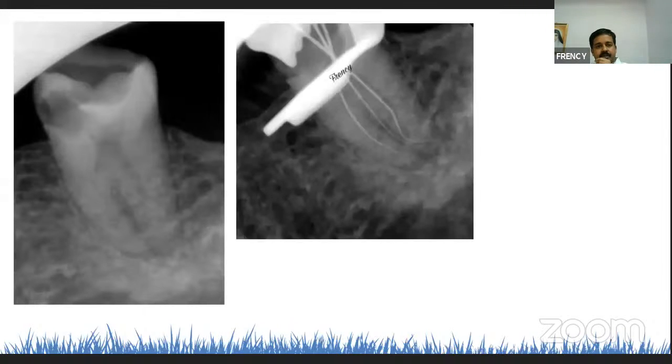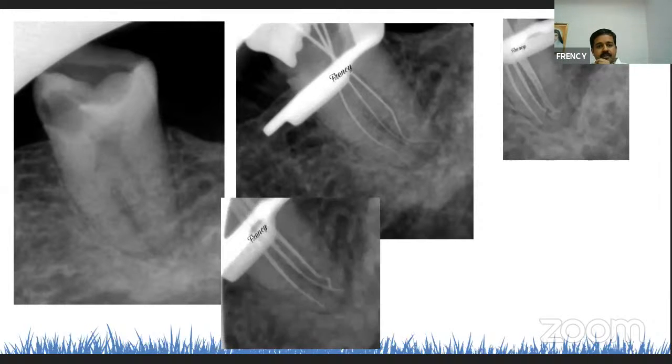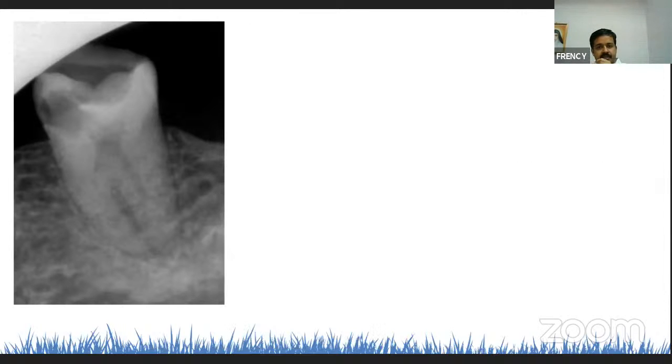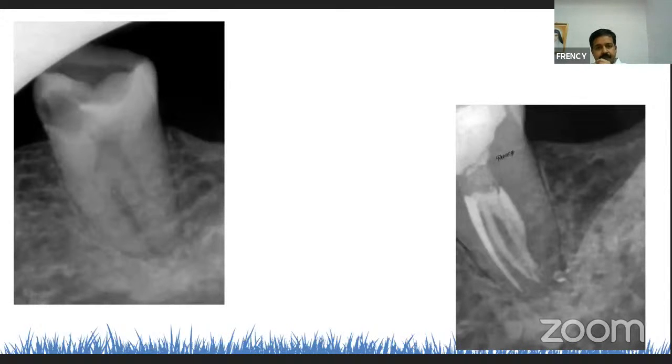Here you can see some abnormality in the root canal morphology. It's a mandibular second molar. Actually, it was a C-shaped canal. In the distal root, you can see the patency was difficult, but after coronal flaring and pre-curving, I could negotiate the distal exit, and it was a C-shaped canal.